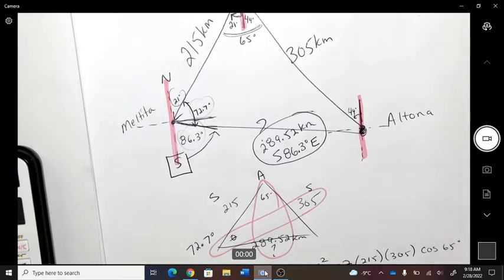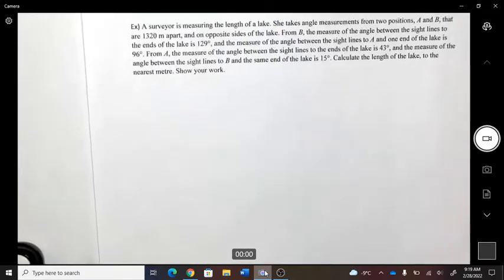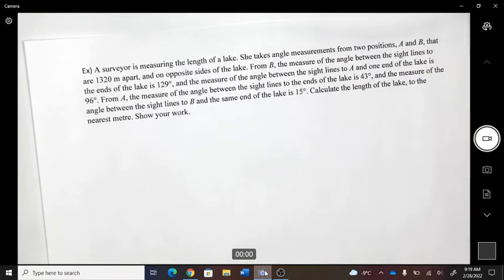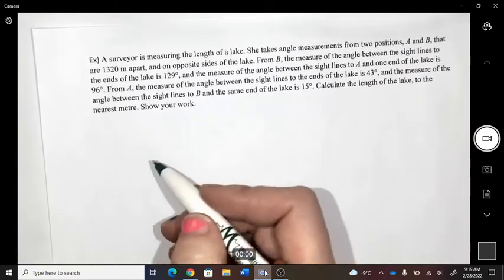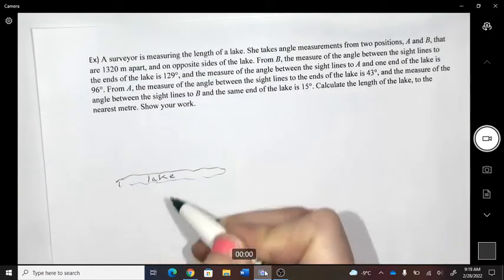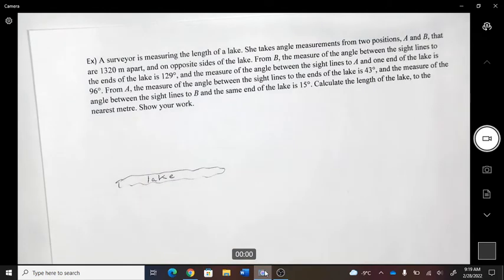Okay, so we did that one on Friday, but I know that was a tricky one, so is that okay? Okay, and then this is a new one we haven't done before. Okay. A surveyor is measuring a lake. Okay, so here's my lake.